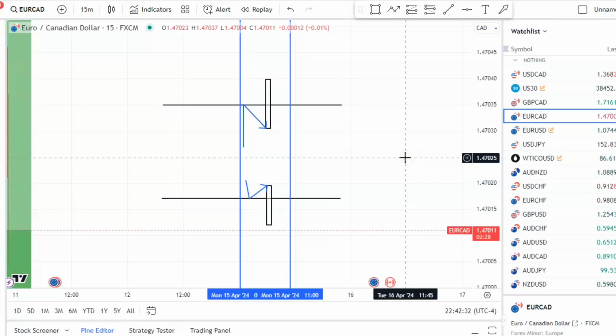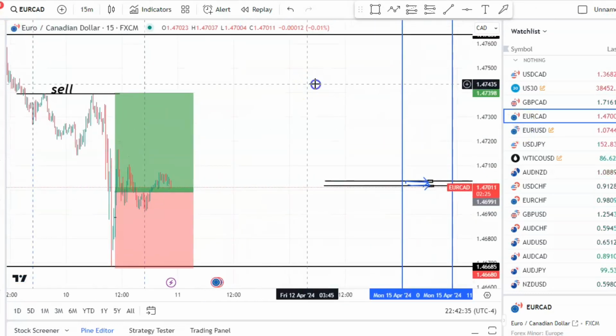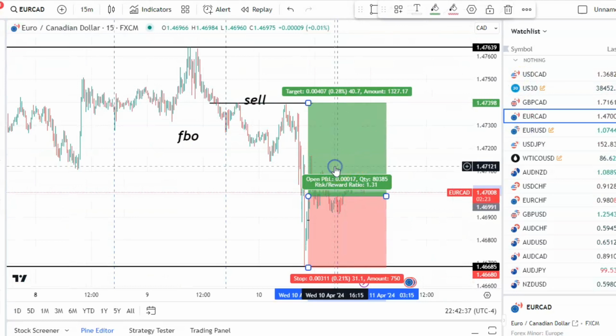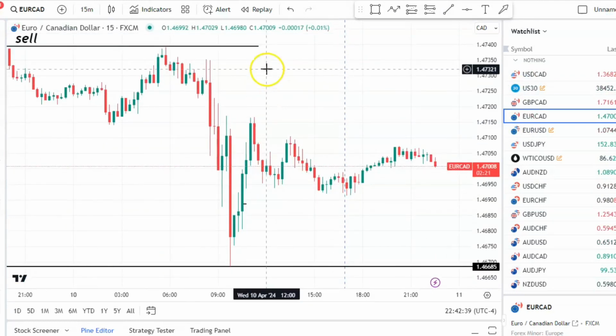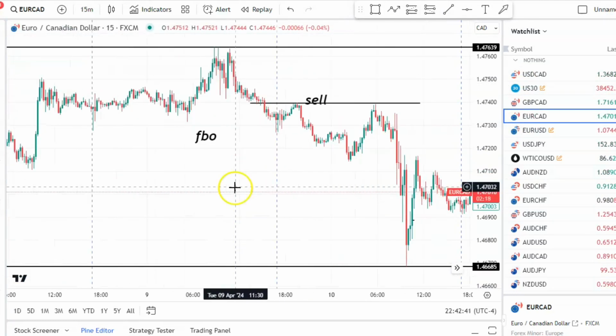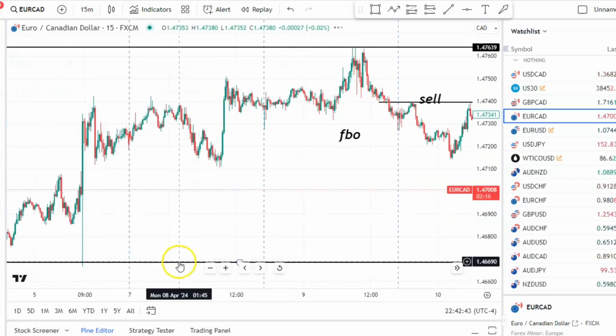So how does this look like in real life? So let's look at, for example, this trade here. Now, we have Monday setting the high and the low of the week.